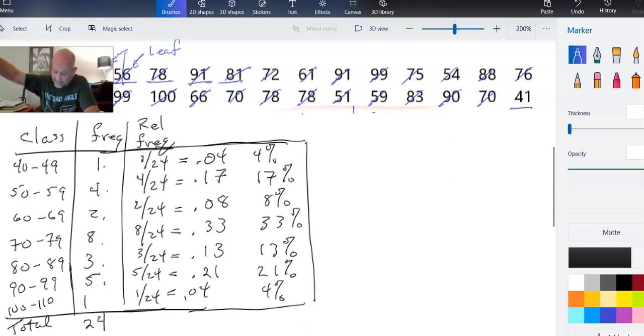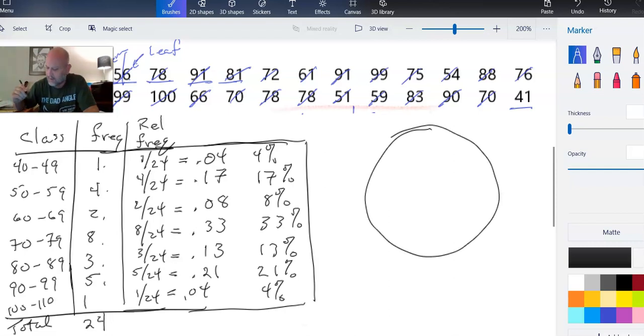So, okay, first off, we're going to make an attempt at making a circle here. Okay, so let's try this. Let's see what we can do. Okay, that was a pretty good circle. I'm going to take it. Got it on the first try.